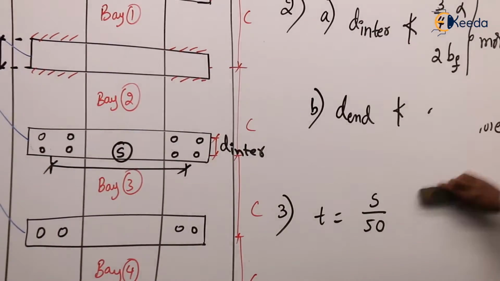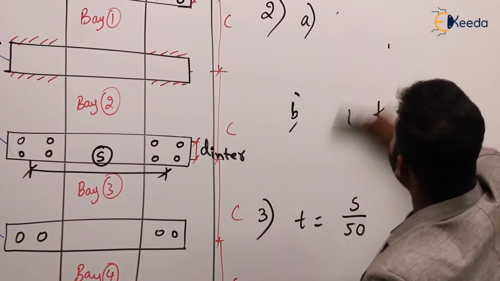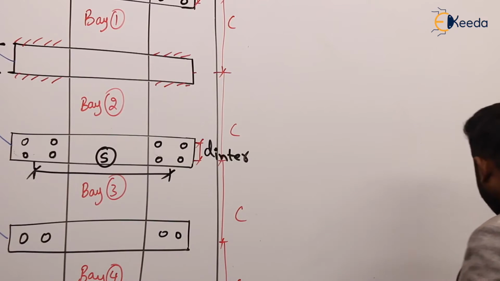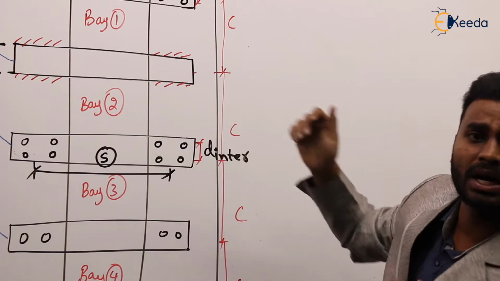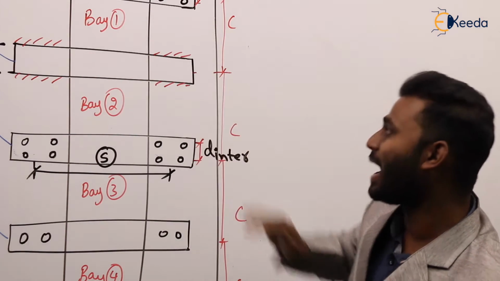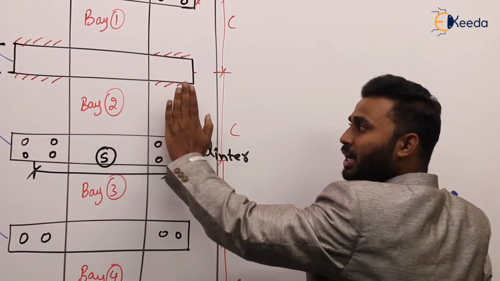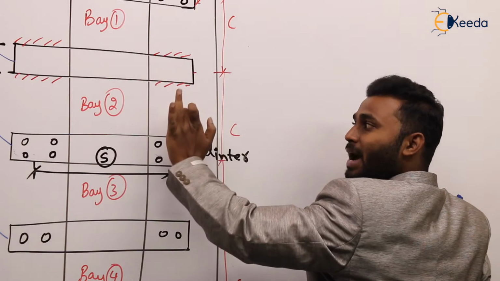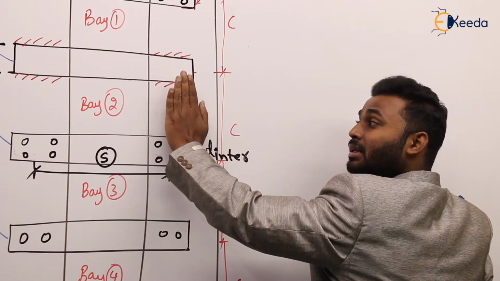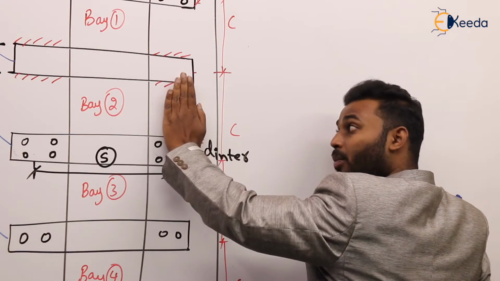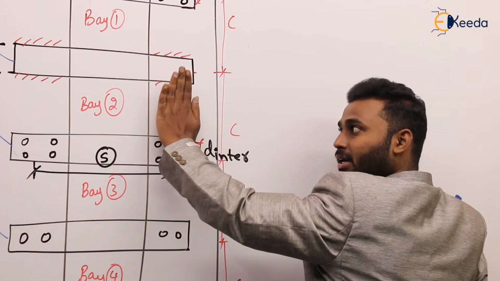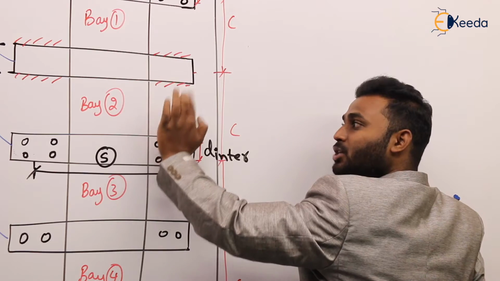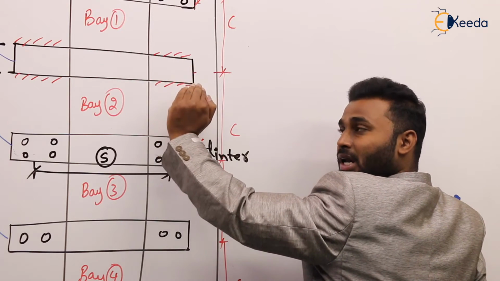Okay, the next provision. If we remember, in the lacing system, to prevent the buckling of a component between the battens, if you see here, this is the component between the two battens. Chances are there for this component between the battens to buckle like this. Agree or not?